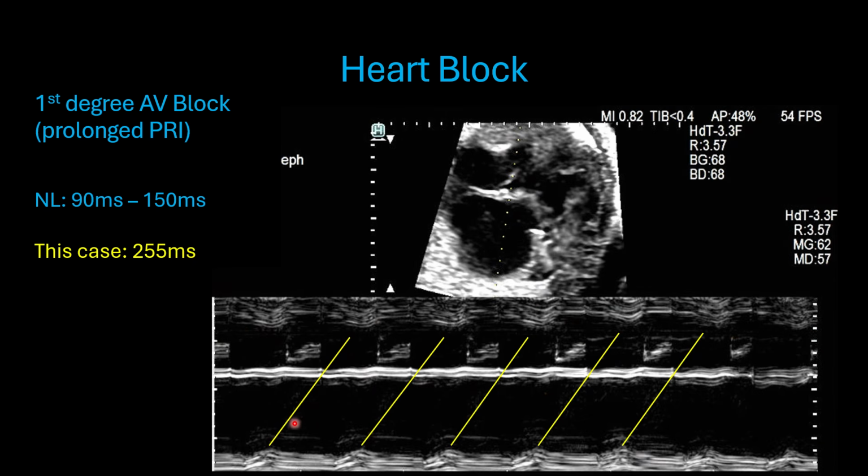And when you look at the M mode in this case, you can see that the A waves are happening with the previous V waves, and so directly during that time. And so this is the PR interval. This A wave belongs to this V wave, and all the way down the line, you can see just how prolonged these intervals are.